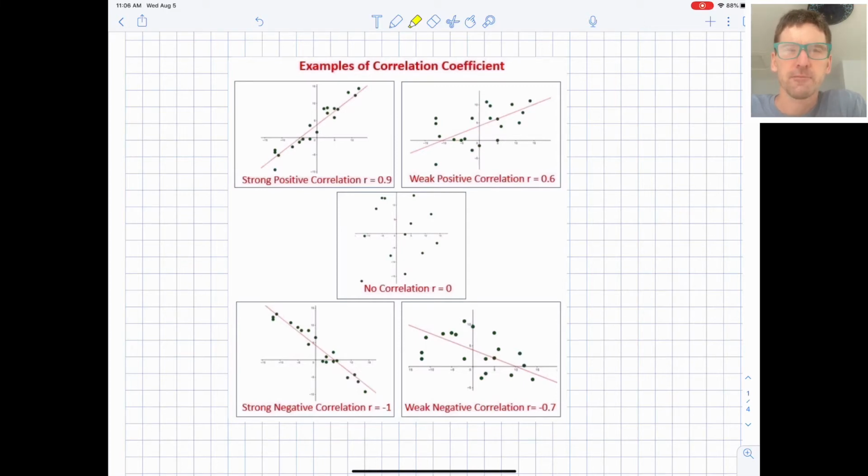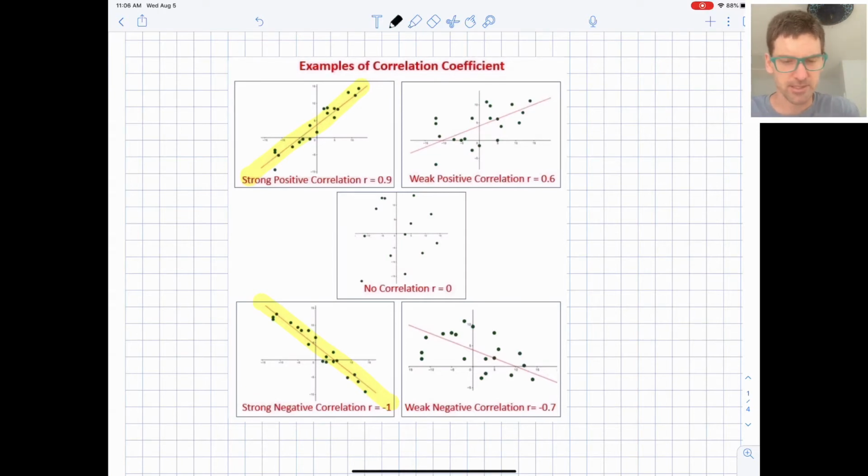A correlation of +1 and a correlation of -1 means you have a perfect match, a perfect fit between your data and your line, and that's rare in the real world. The positive just means your line has a positive slope, and the negative just means your line has a negative slope.